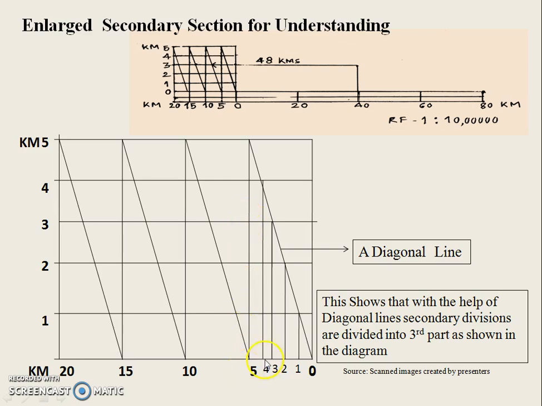So, if we try to draw such micro distances at secondary level, there will be a lot of congestion of lines. In fact, it is not possible to draw such tiny distances at secondary division level. But by drawing diagonals, it is easily accomplished. Thus, tertiary divisions are possible with the help of diagonal lines.